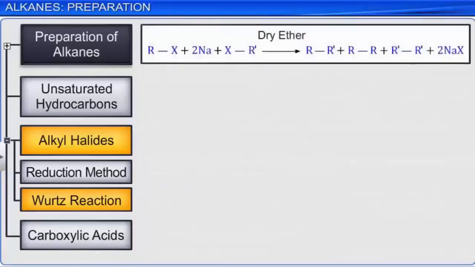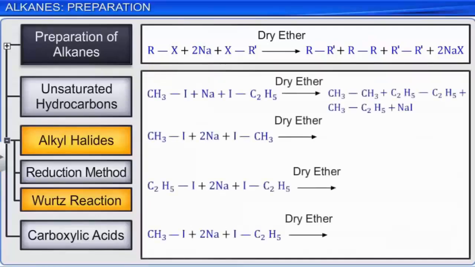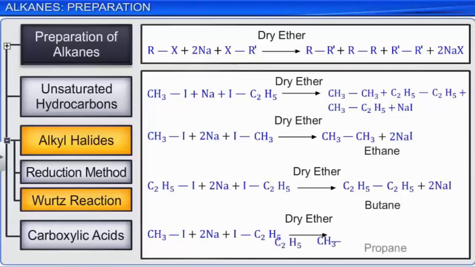It is important to note that when two different alkyl halides are taken, then a mixture of alkanes is produced. For example, the Wurtz reaction of mixture of methyl iodide and ethyl iodide forms ethane, butane, and propane respectively. As alkanes have close boiling points, it becomes very difficult to separate them from the mixture. Hence, this method is not suitable to prepare the alkanes with odd number of carbon atoms.